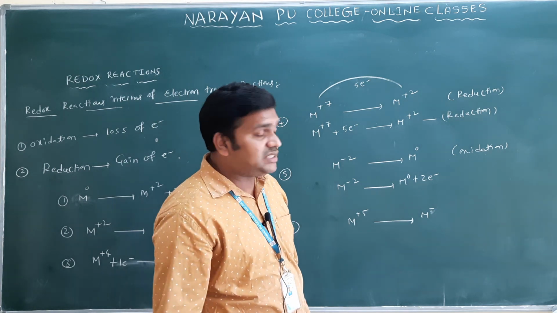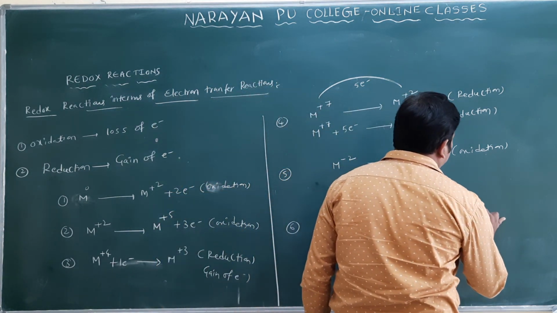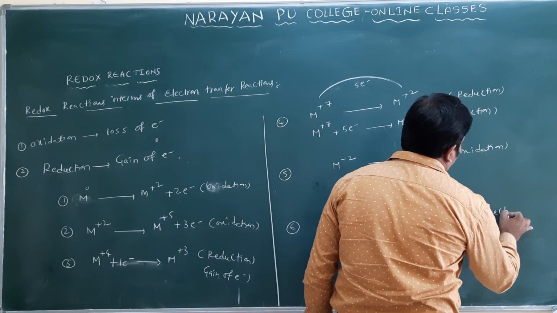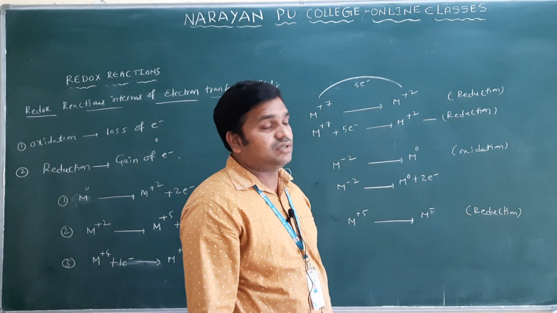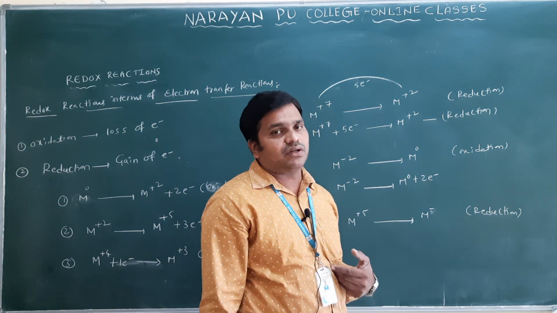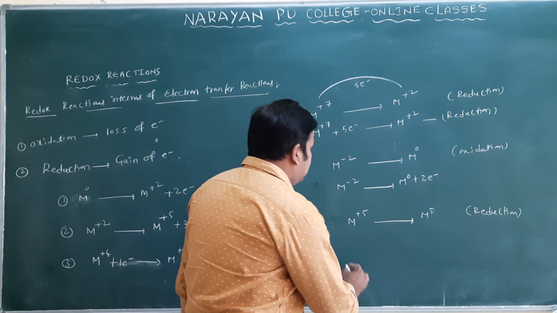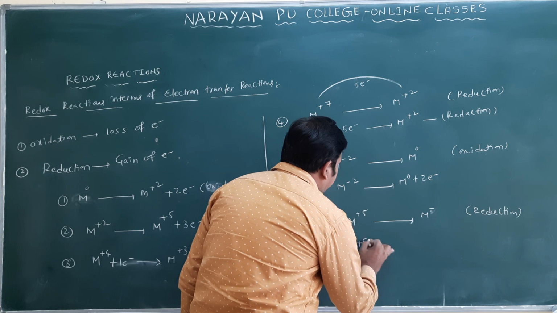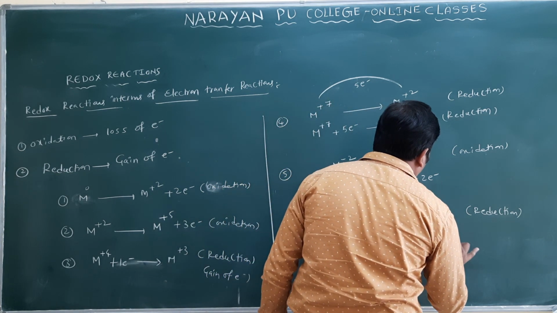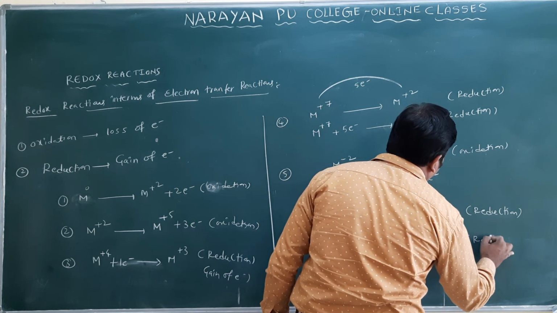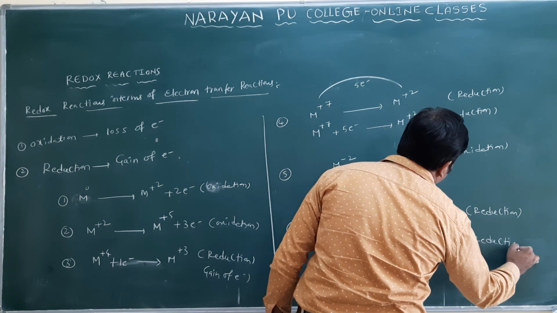So what do we call a decrease in oxidation number? A reduction only. Here, reduction takes place by gaining of electrons. M plus 5 gains how many electrons to convert into M minus? 6 electrons. So it is converted into M minus only. So this is what we call reduction.